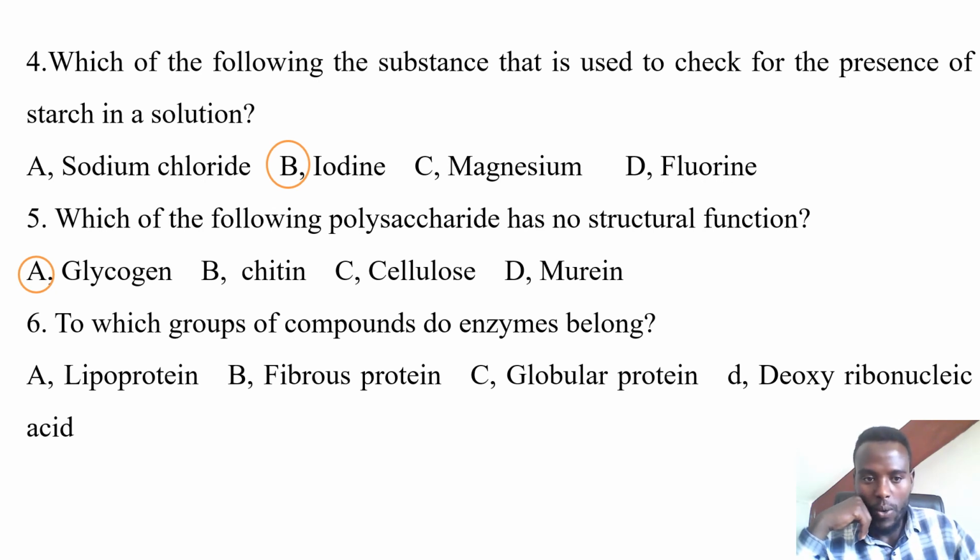When we come to question number 5, which of the following polysaccharides has no structural function? A. Glycogen, B. Chitin, C. Cellulose, D. Murein.